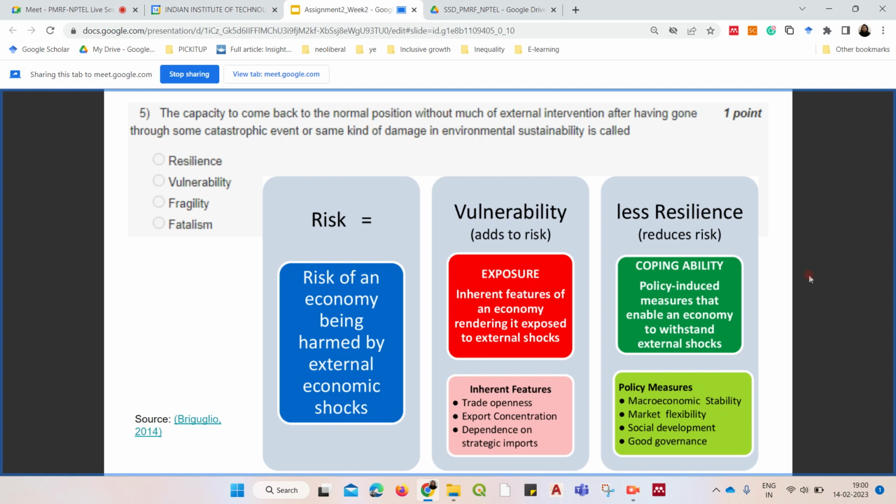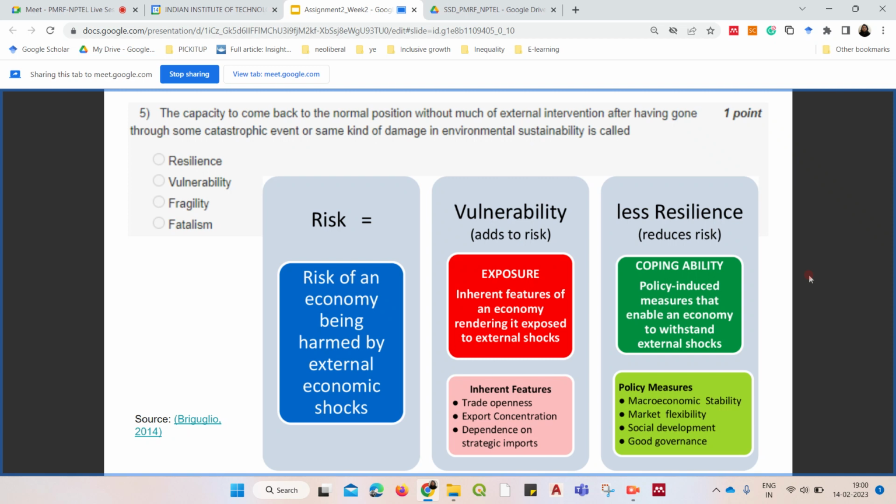Risk is defined by the vulnerability of that system and the resilience of that system. Vulnerability is a function of exposure and the inherent features of that system. Exposure means the kinds of risks, external shocks, or hazards the system is exposed to.